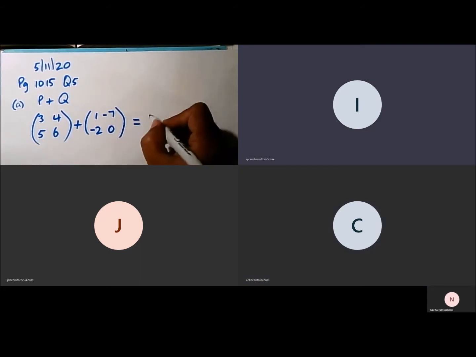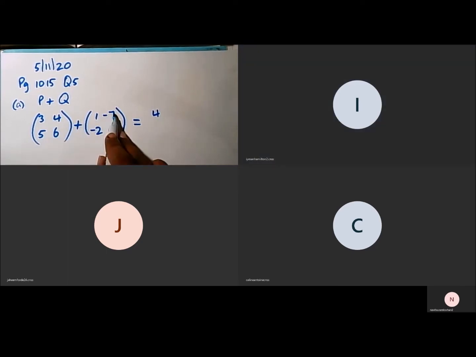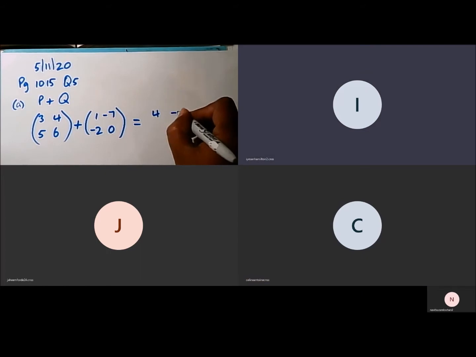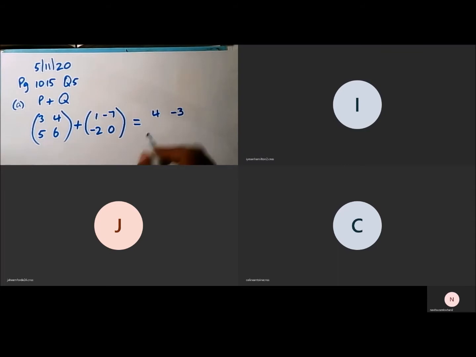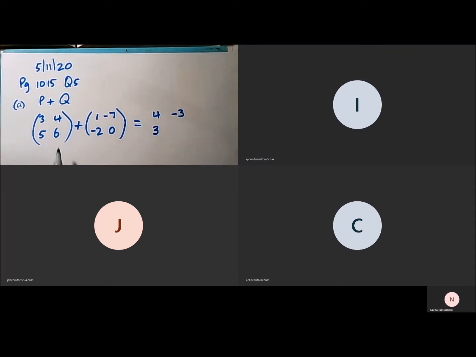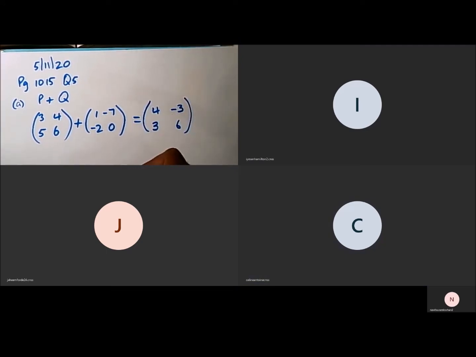Okay, 3 plus 1 is 4. 4 plus minus 7 would turn out to be 4 take away 7. Go for your elevator ride. Did you get minus 3? Right, 4 take away 7 should be minus 3. Yes? 5 plus minus 2 will turn into 5 minus 2, which gives you 3. 6 plus 0 is 6. That's your answer there for A.